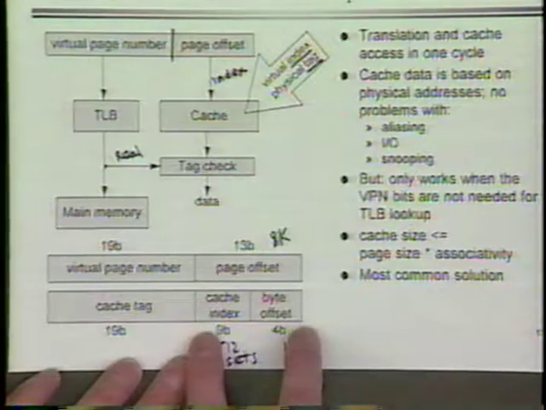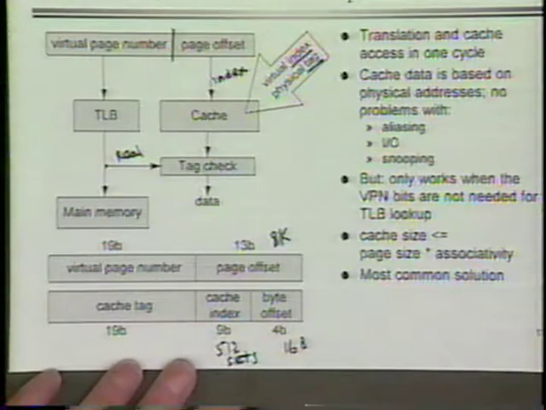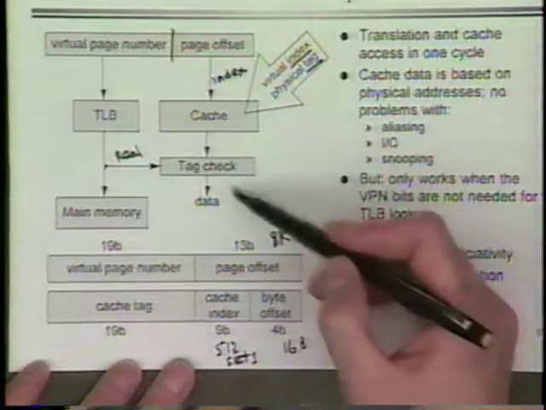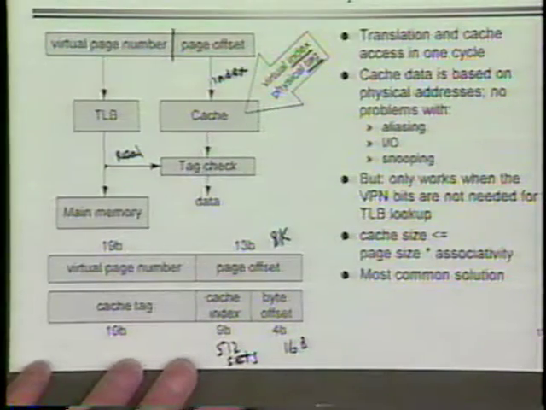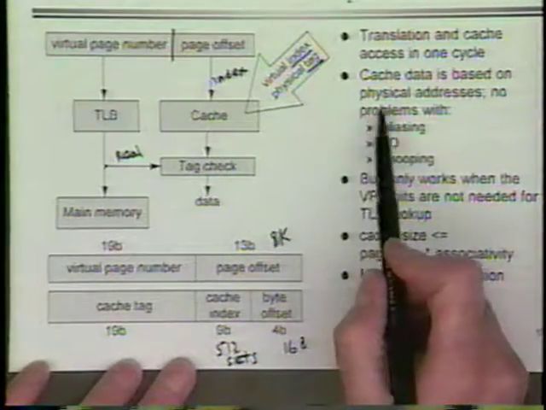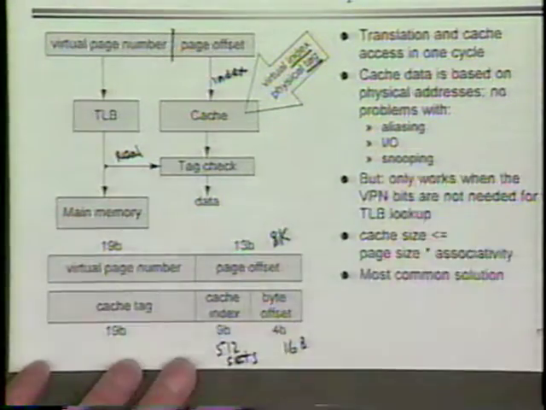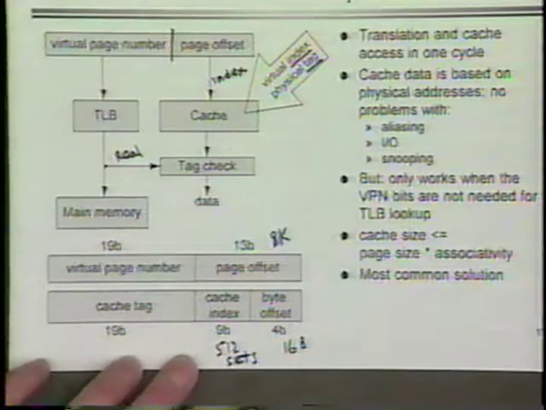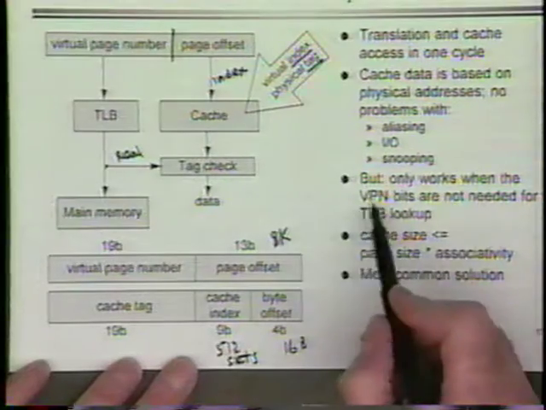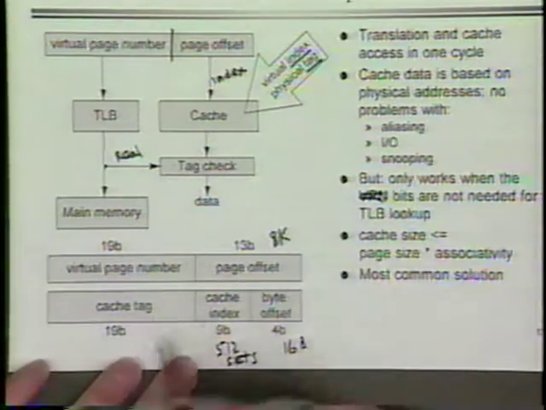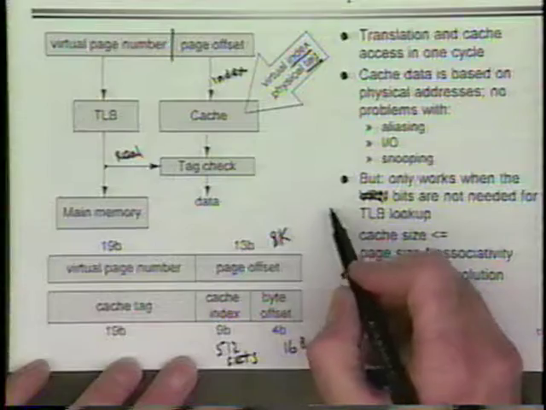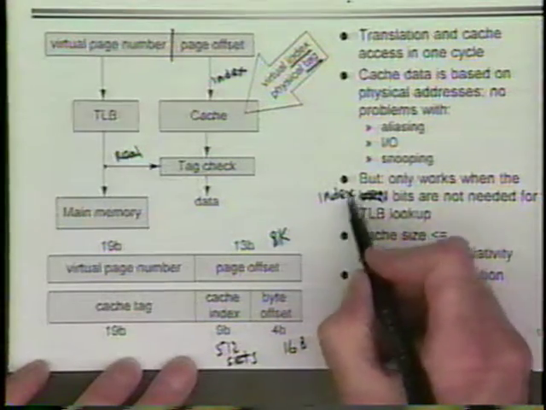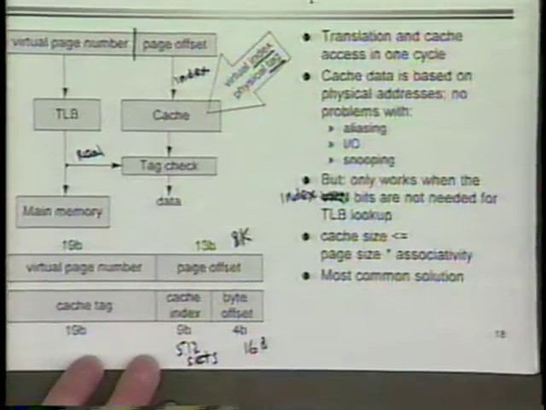And we can do this lookup in parallel with the virtual address translation. So we're back to one cycle if you include the tag check as part of the one cycle. So the cache data is now based on physical addresses again. We don't have the problem with aliasing and snooping from other processors and I.O. But this only will work when, well, this is wrong. It only will work when the offset bits or the cache index bits are not needed for the TLB lookup.